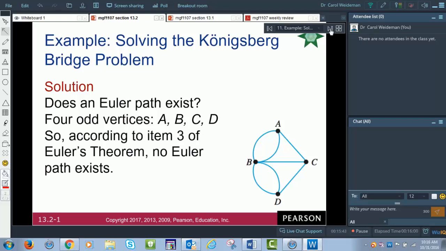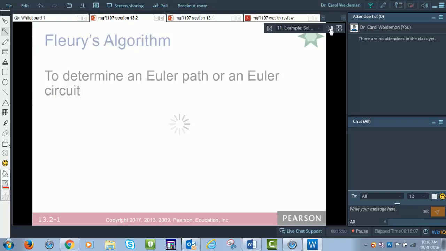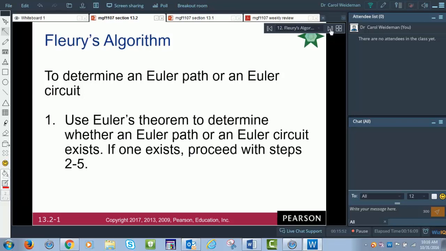All right, so what do we know? We know from Euler's theorem, item 3, there's no Euler path. And remember, the Euler path would have you crossing each bridge exactly once.